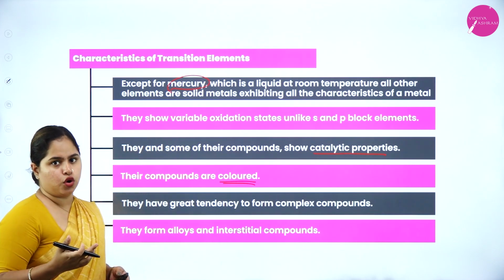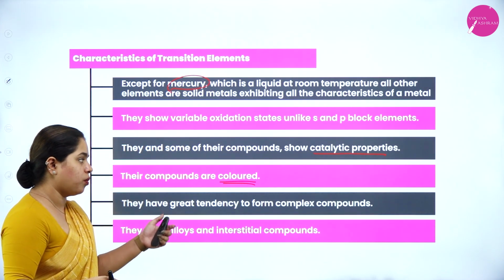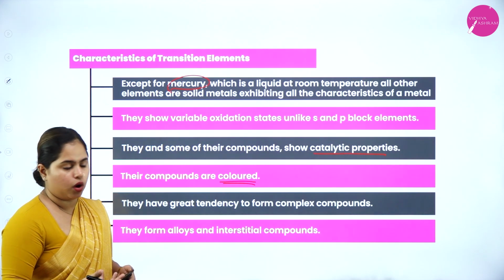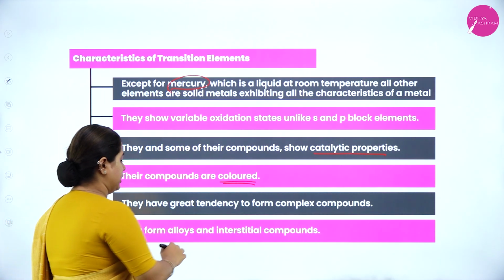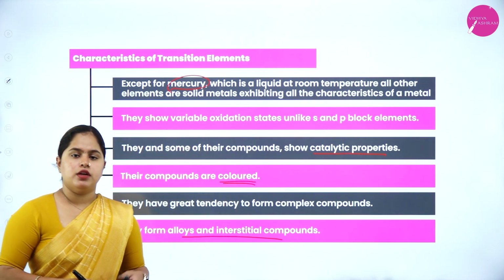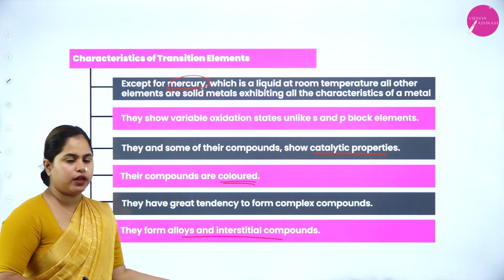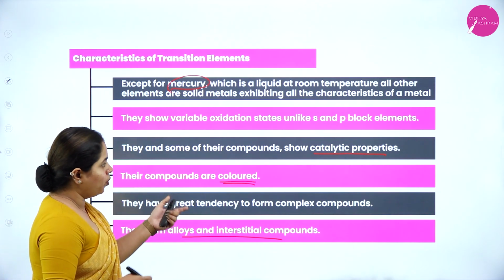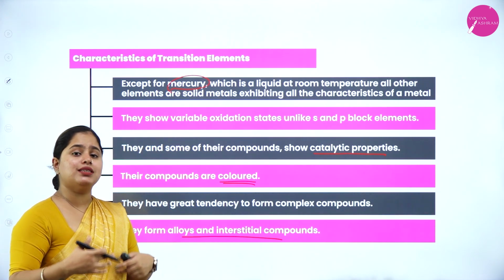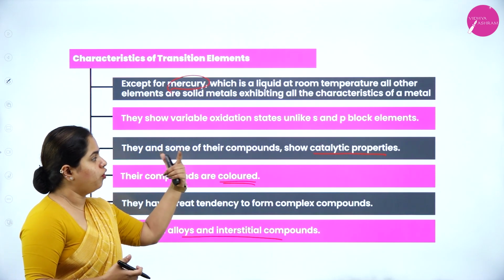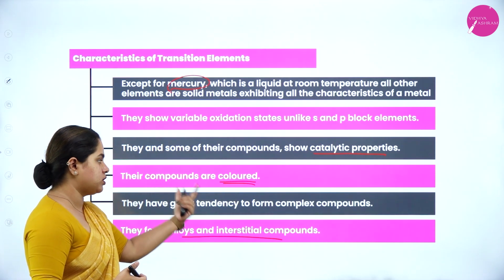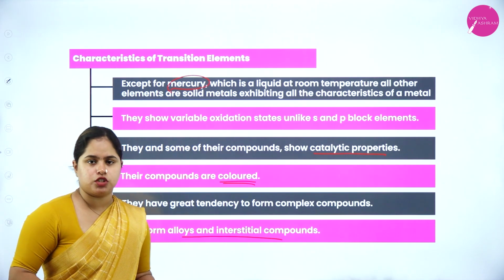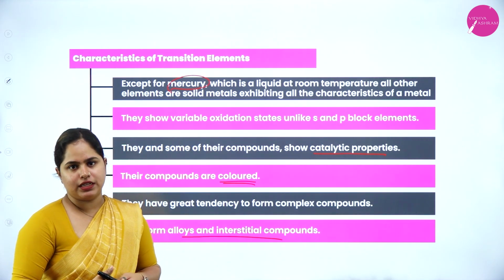Their compounds are colored. Now, they show colors also. They have a great tendency to form complex compounds, or coordination compounds, and they form alloys and interstitial compounds as well. You are already familiar with alloys; interstitial compounds also we are going to discuss in this chapter. In detail we are going to study the reason behind why d block elements show catalytic properties, why they show color, why they form complex compounds, and why they form alloys and interstitial compounds. All of that we will study in detail in this chapter.